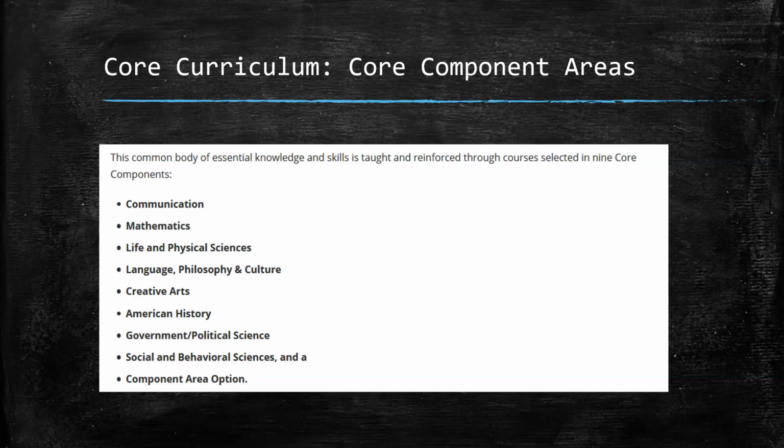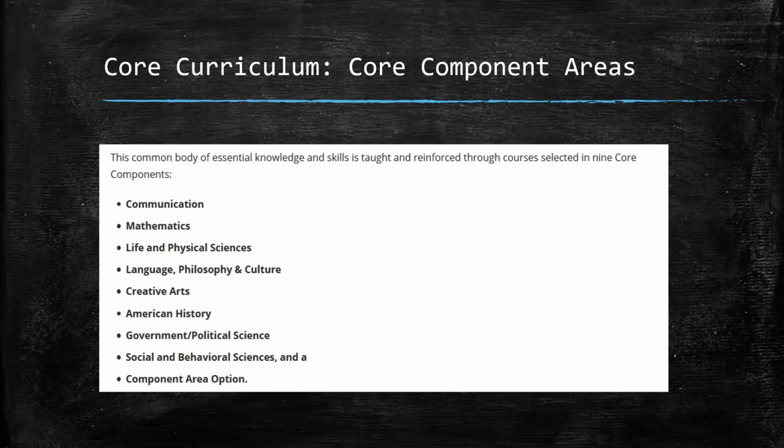curriculum. All right, so our 9 core components, you can see them on the screen: communication, mathematics, life and physical sciences, language, philosophy and culture, creative arts, American history, government and political science, social and behavioral sciences, and a core component area option. So each of these components I just read focuses on a different core objective or objectives.